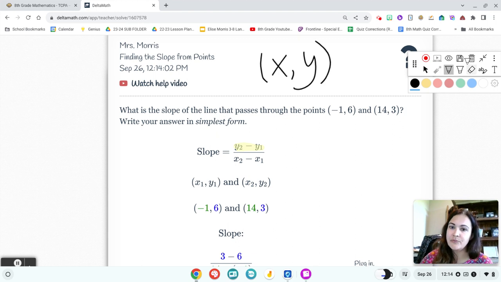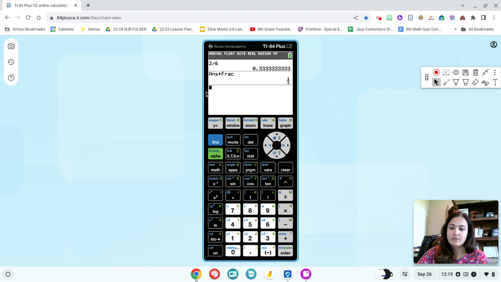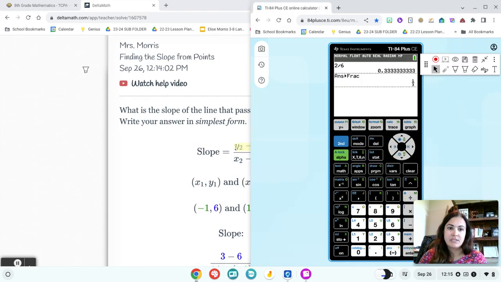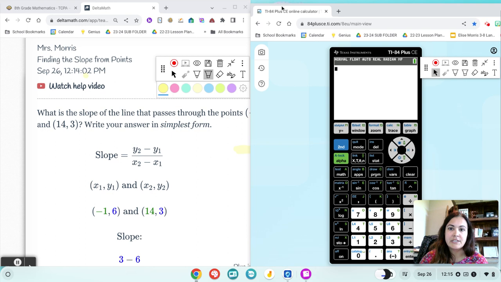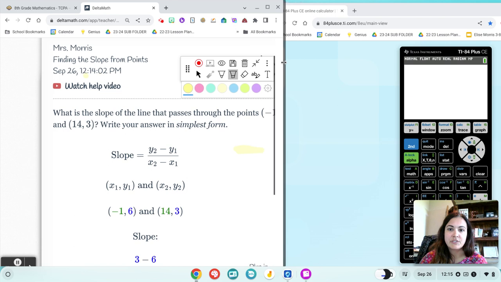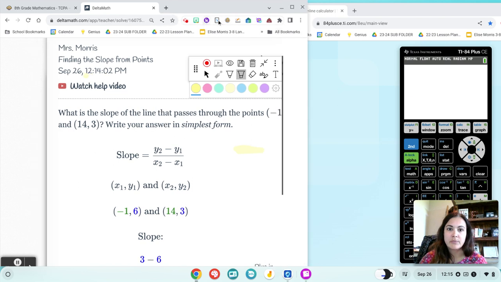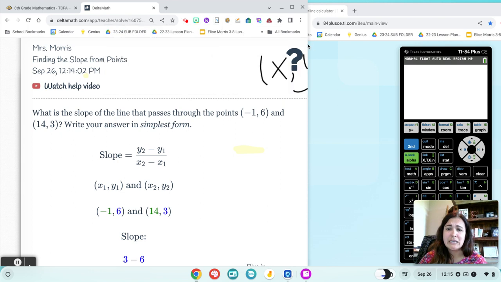Ordered pairs are written in alphabetical order. So we want the y values to be on top. So I'm just going to highlight those. Okay, we're going to subtract these. So I'm going to pull this up so we can see. Hopefully you can see this on my calculator. So what we're going to do is just need a little bit more so you can see the calculator, hopefully.